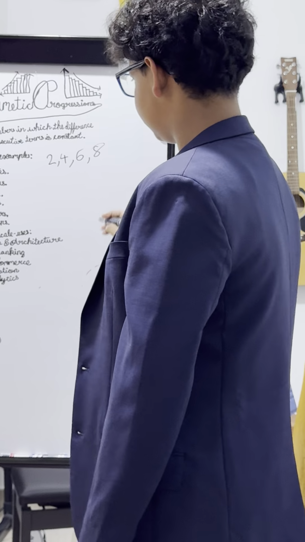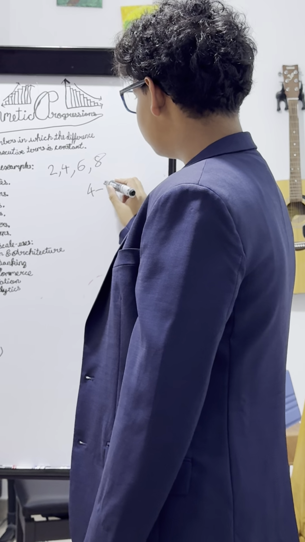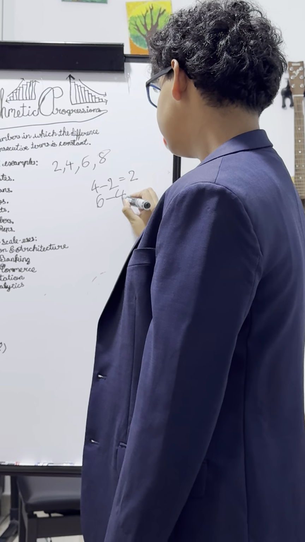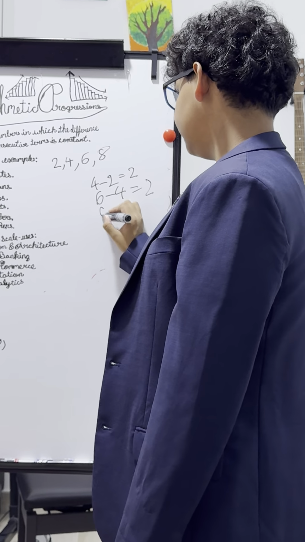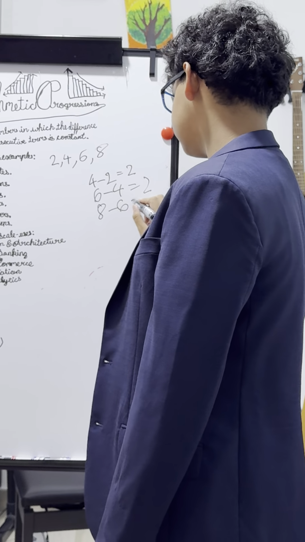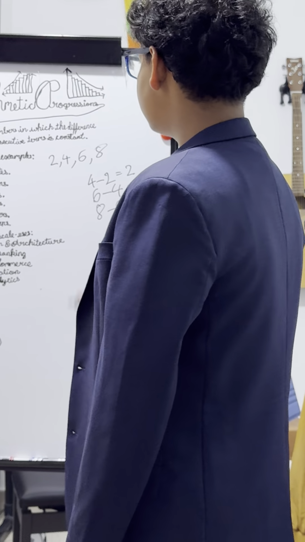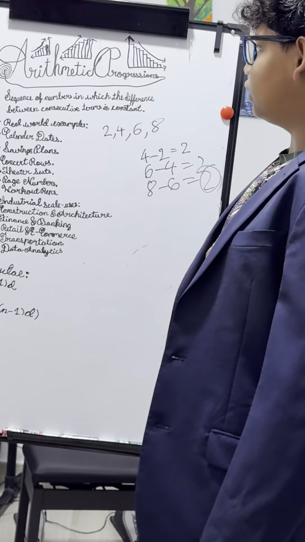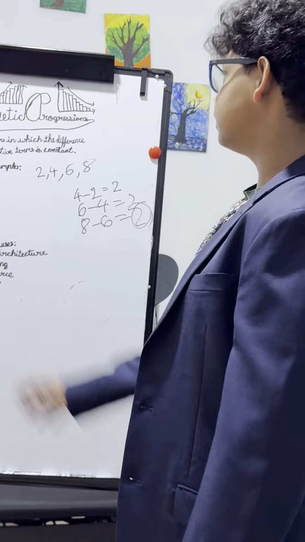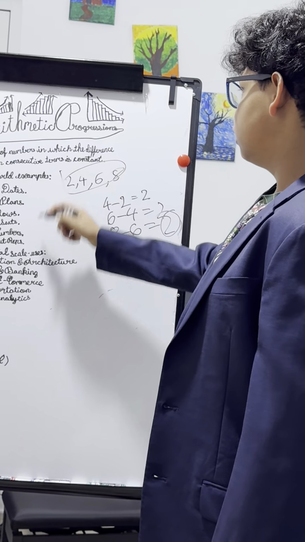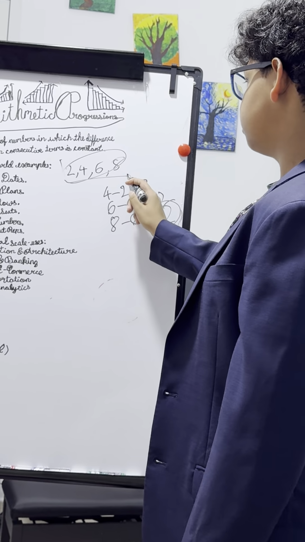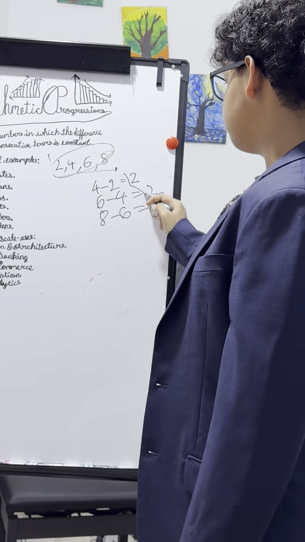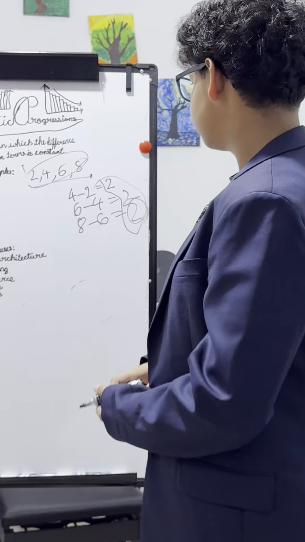2, 4, 6, 8. So 4 minus 2 is equal to 2. 6 minus 4 is also equal to 2. 8 minus 6 is also equal to 2. Here, the constant difference is 2. So, the first factor is satisfied. It's a sequence of numbers. There are also consecutive numbers in the sequence. And they have a common difference of 2.